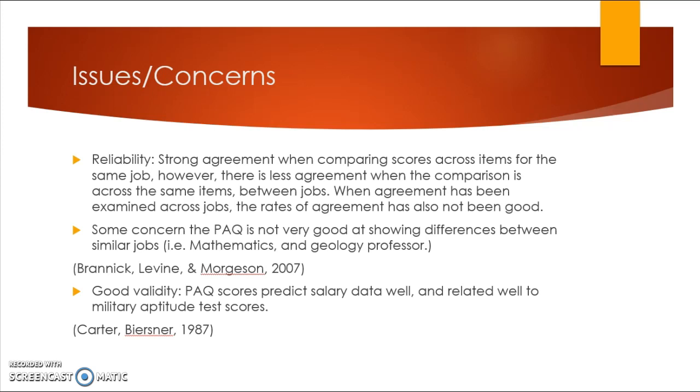One of the major issues with the PAQ are questions around its reliability. There is usually strong agreement between judges when comparing scores across items for the same job. However, there is less agreement when the comparison is across the same items between jobs. When agreement has been examined across jobs, the rates of agreement have also not been good. There's also concern the PAQ is not very good at showing differences between similar jobs, such as between a professor of mathematics and a professor of geology, while it is pretty good at showing the difference between very different jobs.